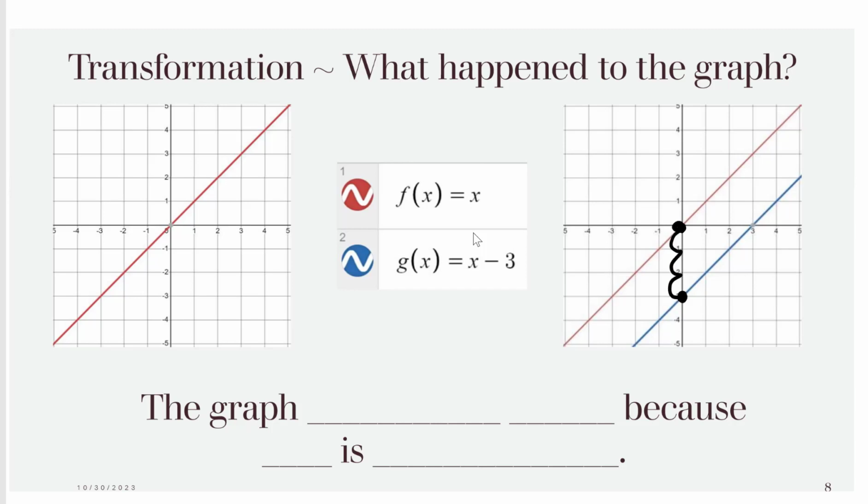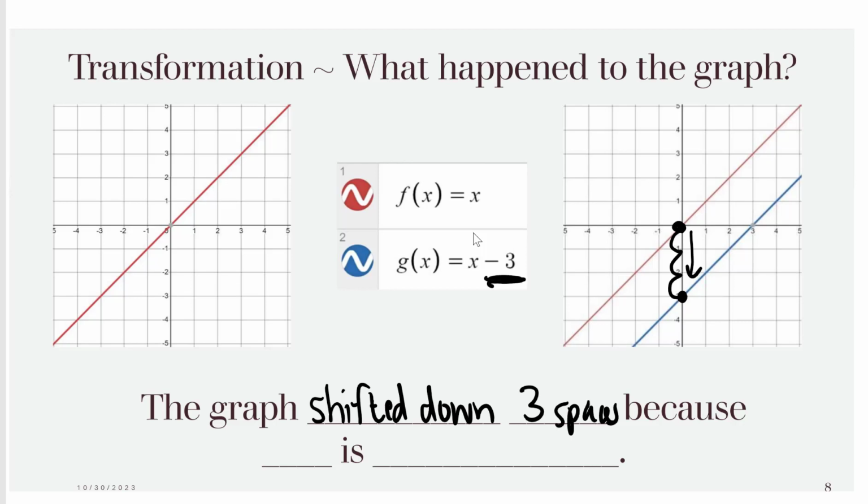1, 2, 3, and it went down. So the graph shifted down 3 spaces. Because 3 is negative. So, porque el 3 es negativo, significa la gráfica está moviendo abajo en esta dirección, porque los números abajo son negativos, los números arriba son positivos.